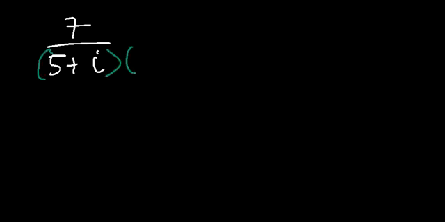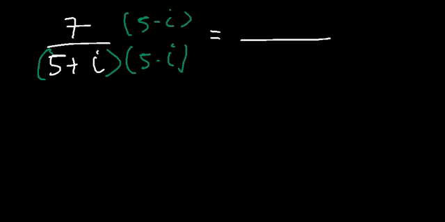Now what if you get a problem that looks like this? 7 over 5 plus i. What would you do? So you need to do the same thing. Multiply top and bottom by the conjugate of the denominator, not the numerator. So on the bottom, 5 and 5 is 25. i times negative i is negative i squared.